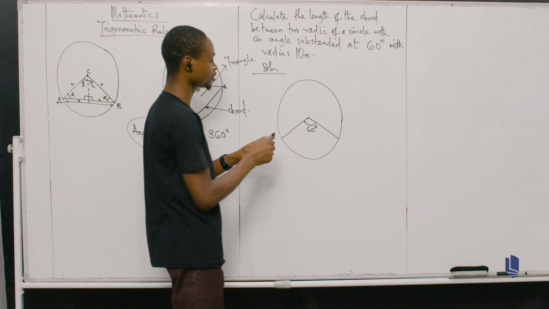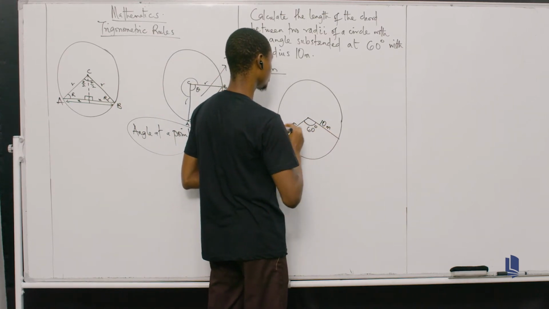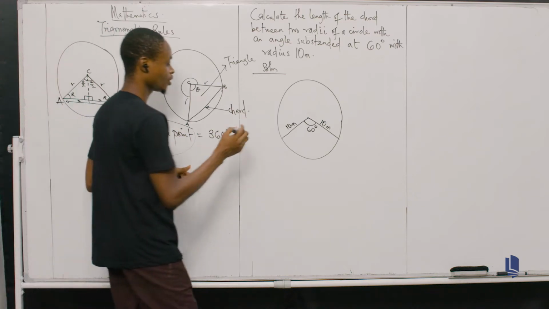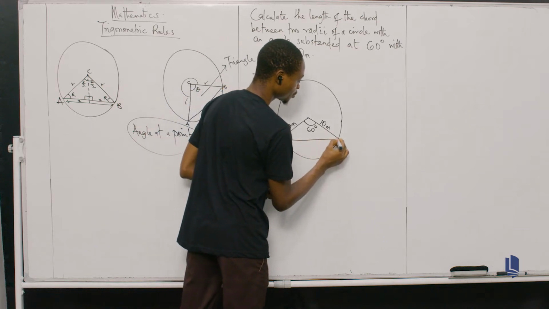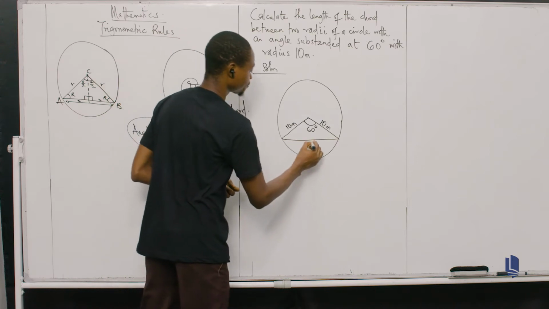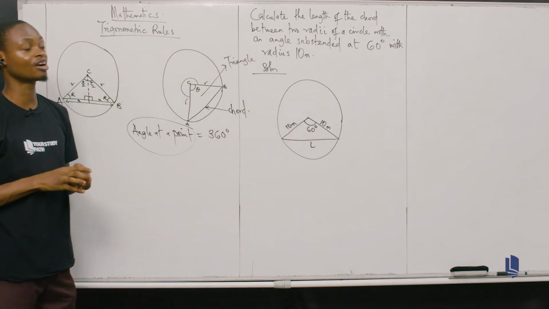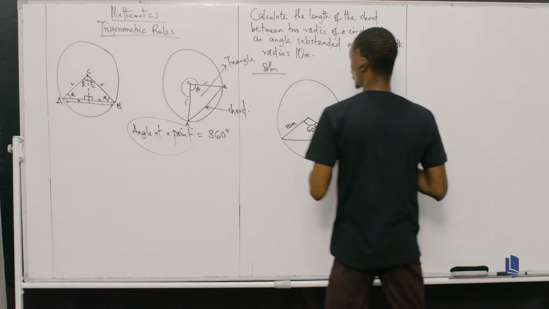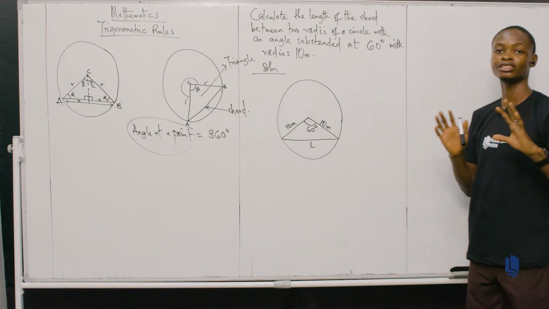Now, the radius in itself is 10 meters. This is also 10 meters. Now, we have to calculate the length of the chord. Where is the chord? The chord is from the edge of the first radius to the edge of the second radius. Let's call this L. So this is the information we have been given in the question. We have been given the angle subtended at the center. We have also been given the value of the radius, and then we have been told to calculate the length.